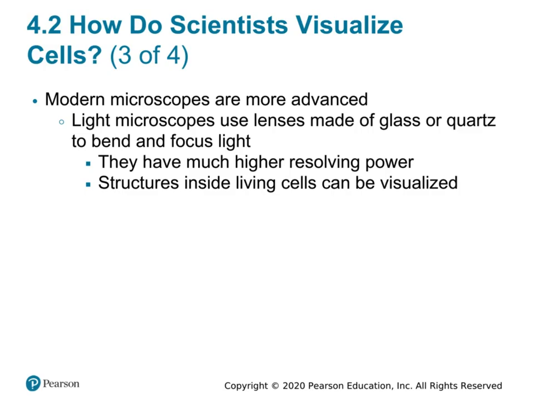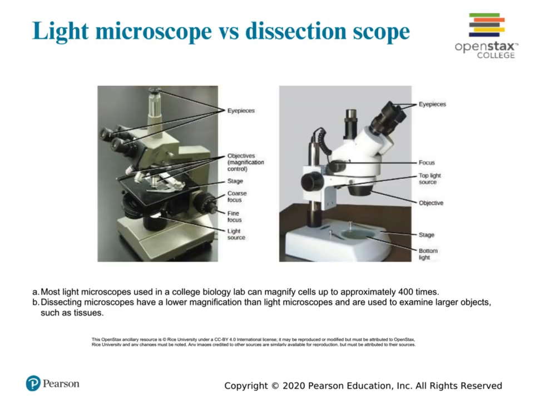Those can be visualized. Here are two basic microscopes you might see in a college lab. You have the light microscope on the left and the stereo microscope, or dissecting scope, on the right. The light microscope on the left has the best magnification out of the two of these microscopes. Dissecting microscopes have a much lower magnification, but they're really helpful to look at larger objects like tissues or just general objects that you might be looking at during a dissection.